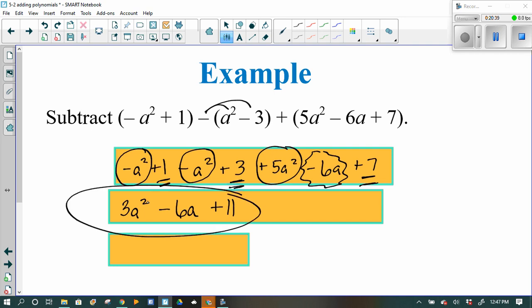You always want to start with the largest exponent and go down in increments. Okay, you want them to be in numerical order going down, so you want descending order.